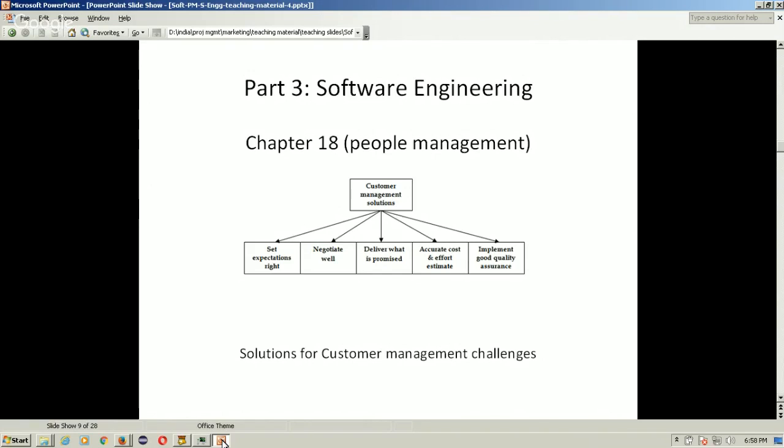Then negotiate well. So the project manager must negotiate with the customer for all those things, like the resources and the time and quality. Then deliver what is promised. Once the project manager commits to the customer what the project team will be delivering, then they have to deliver what was promised to the customer.